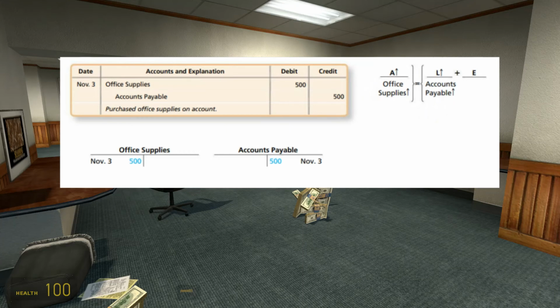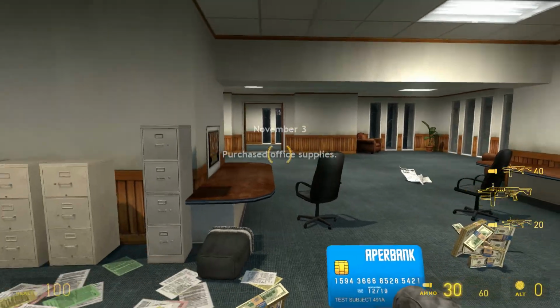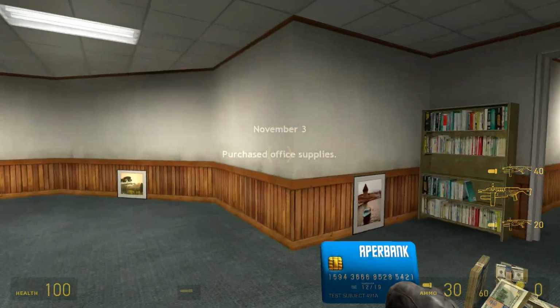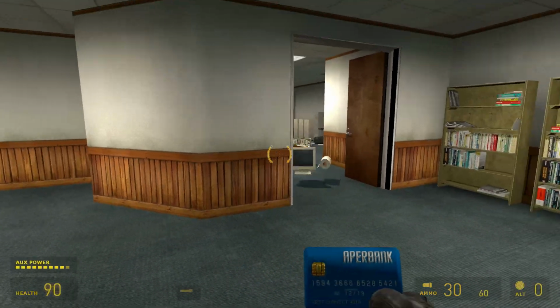Now we need to purchase some office supplies. So we're going to spend 500 on office supplies with accounts payable. Let's see how this transaction goes. So our accounts payable is represented by this credit card, and office supplies are represented by themselves.